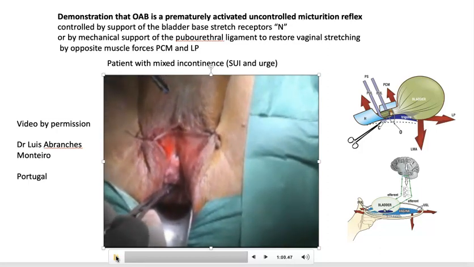So what we saw here, the hemostat controlled the pubourethral ligament. It supported it and restored these muscle forces which contract against the ligament, but also directly by supporting the bladder base.